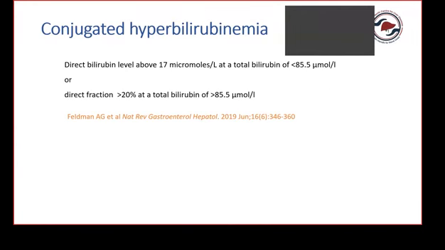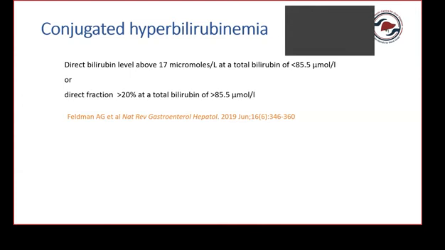So here, this reference has defined conjugated hyperbilirubinemia, or the same thing, the direct hyperbilirubinemia, as a direct bilirubin level above 17 micromoles per liter at a total bilirubin of less than 85.5. Or the direct fraction is more than 20% at a total bilirubin of more than 85.5.